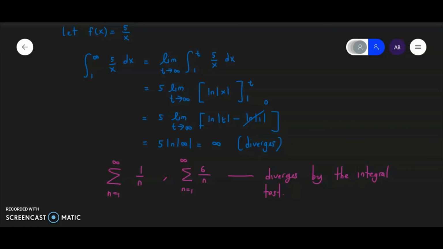Now I would like to explain more about this integral test. I want to give you one more example for the integral test. I'll give you some examples about the integral test in my next video.